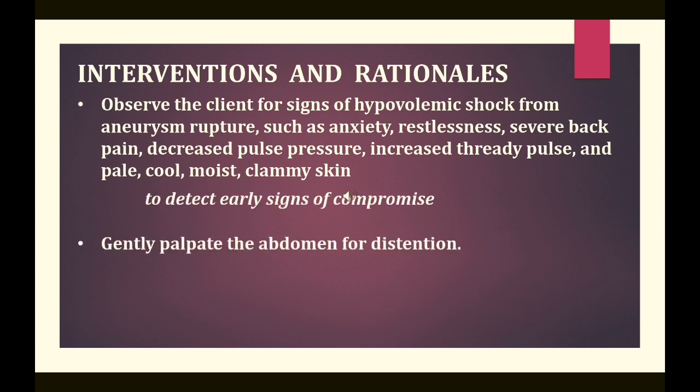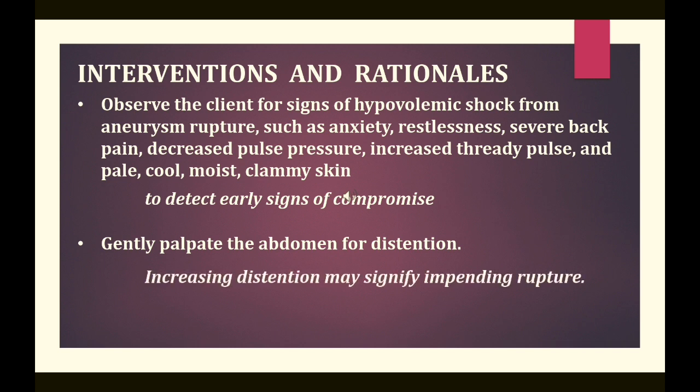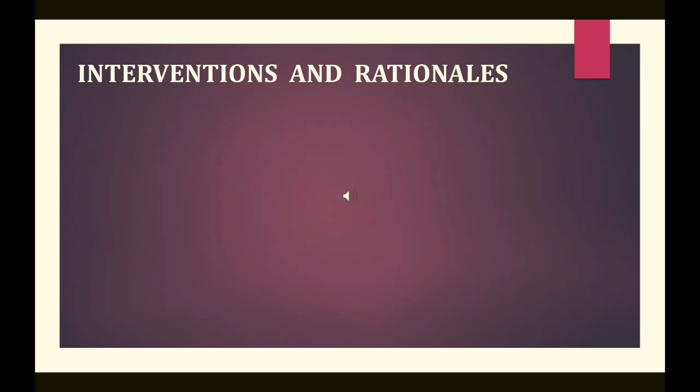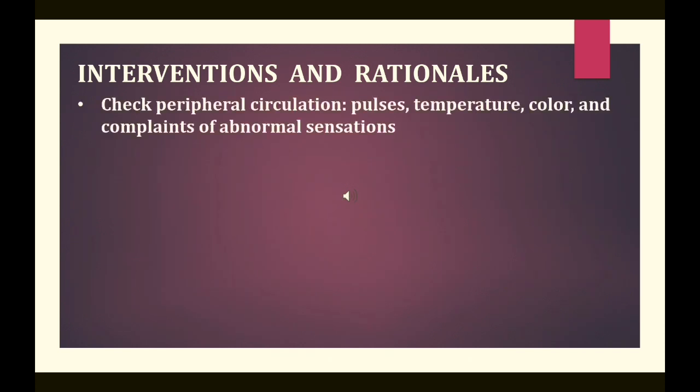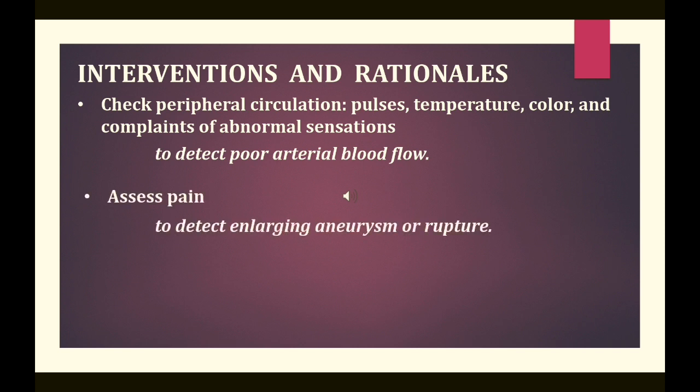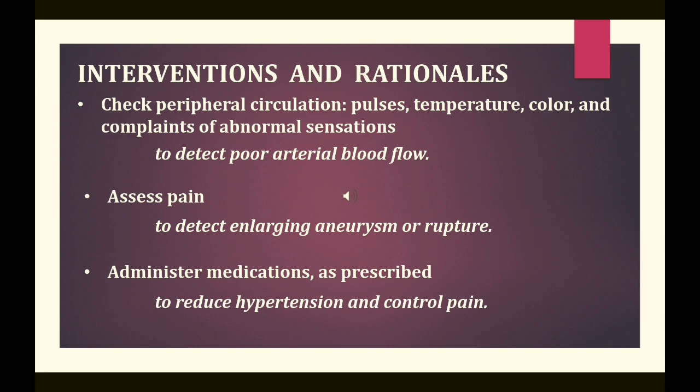Gently palpate the abdomen for distension. Increasing distension may signify impending rupture. Check peripheral circulation, pulses, temperature, color, and complaints of abnormal sensations, to detect poor arterial blood flow. Assess pain, to detect enlarging aneurysm or rupture. Administer medications, as prescribed, to reduce hypertension and control pain.